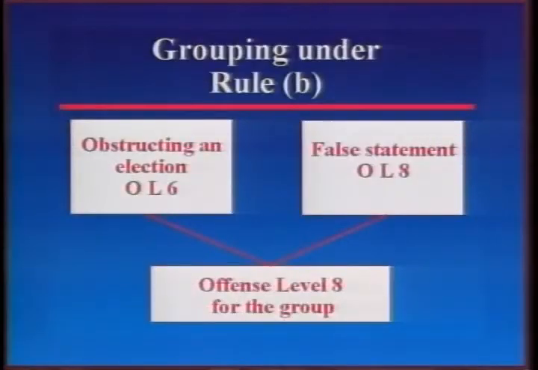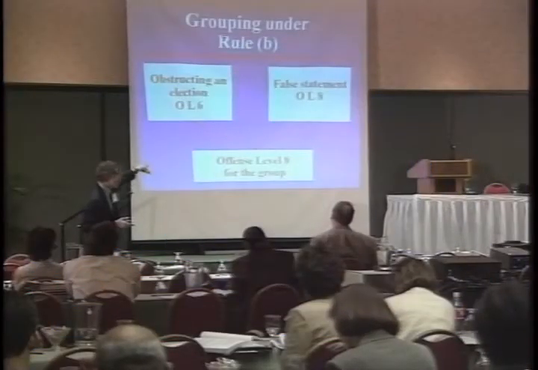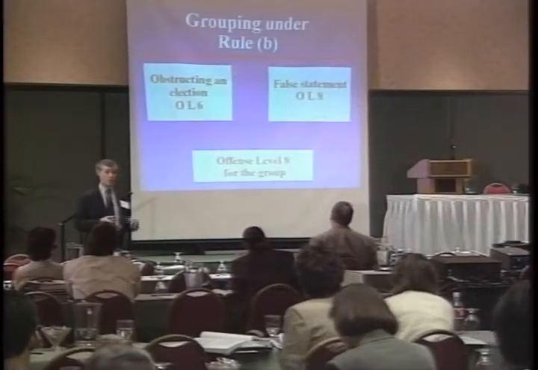Grouping under Rule B is a similar type of grouping because you have to have the same victim, 2 or more acts part of the same scheme. You had someone who made a false statement. And they made a false statement so as to be able to register to vote, and then they went in and voted in that election and therefore obstructed an election. 2 counts of conviction, 1 for having made the false statement, the second for having obstructed the election.